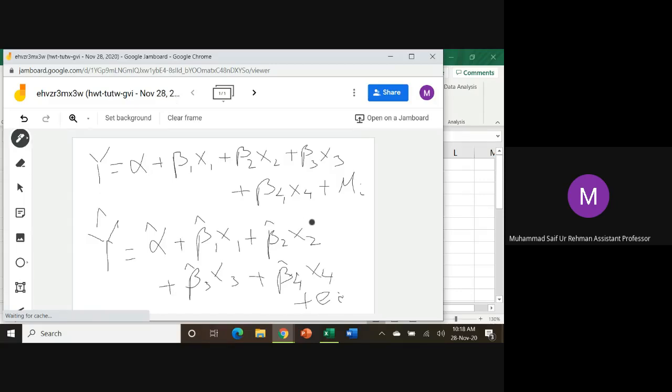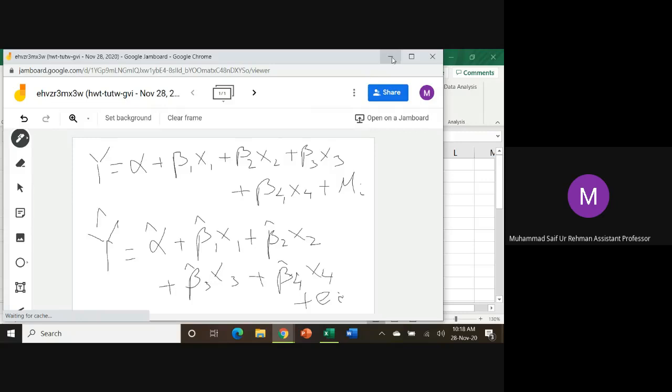If you see the first equation, this is basically the population regression function, or population regression equation. The population regression line you can also draw from this equation. The second equation, that is y hat, is the sample regression equation, and in this case you see hats are there. So this is the distinction between these two.